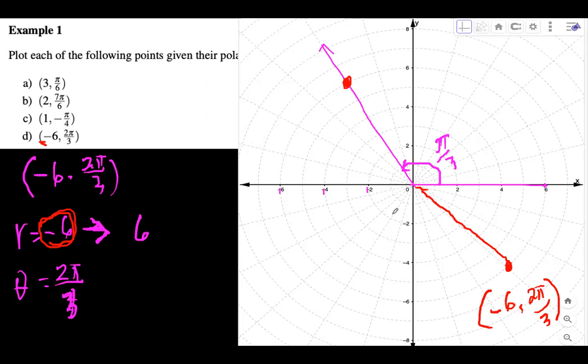Okay, ganun lang class. So, it only means that when we are given a negative radius, just regard it as positive radius and then plot the point. Okay? And after plotting the point, go to its exactly opposite point. Doon mo makikita yung negative niya.